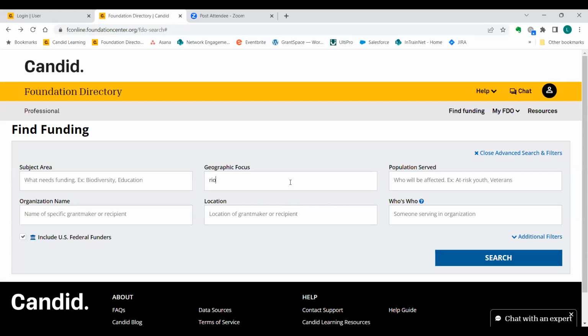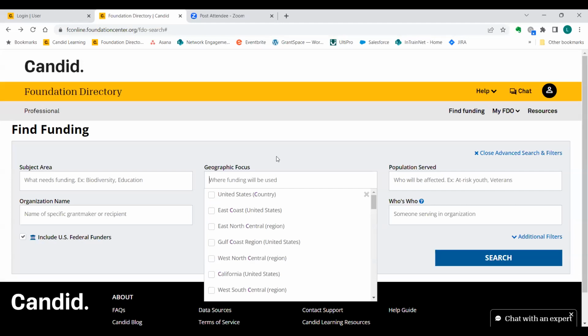And again, as I said, you can go down to the country level, you can go down to the city, you can choose a particular state. That's what the geographic focus helps you with. So it's pretty broad.